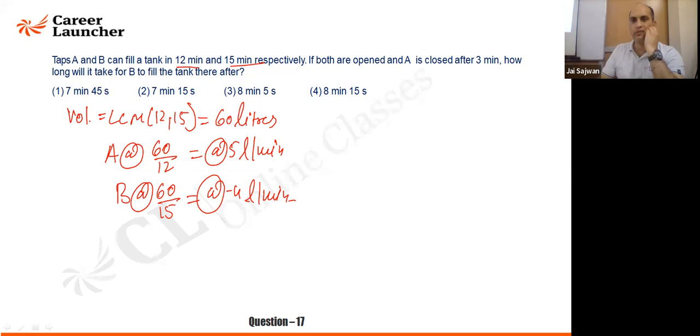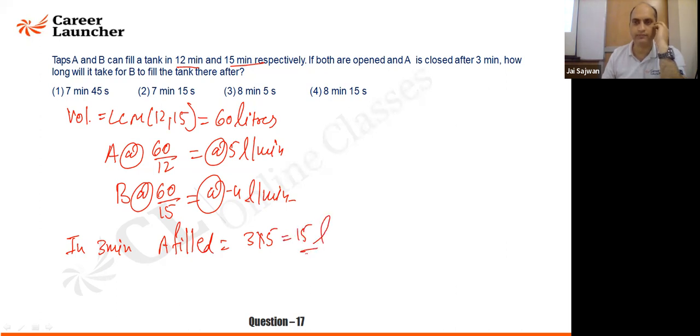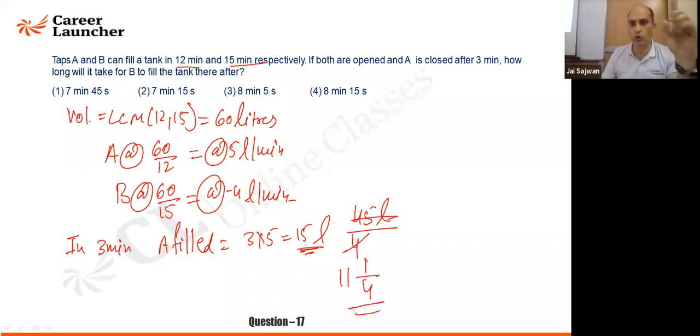If both are open and A is closed after 3 minutes. So in 3 minutes, A filled how much? 3 into 5, 15 liters. Fine. How long will B take to fill the tank thereafter? If both are opened and A is closed after 3 minutes, in 3 minutes it has poured in 15 liters of water. So can I say the rest of 45 liters of water is to be filled by B? B is filling at the rate of 4, so 11 1/4. This is the total time taken.